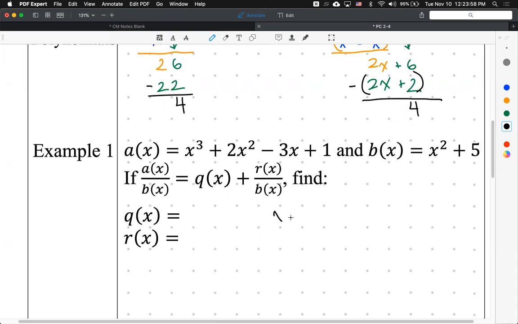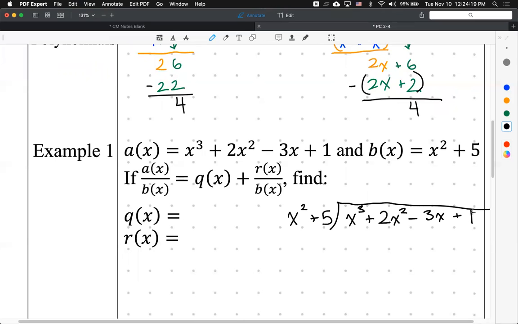We have x squared plus 5, because that's the thing that I'm dividing by, going into x cubed plus 2x squared minus 3x plus 1.